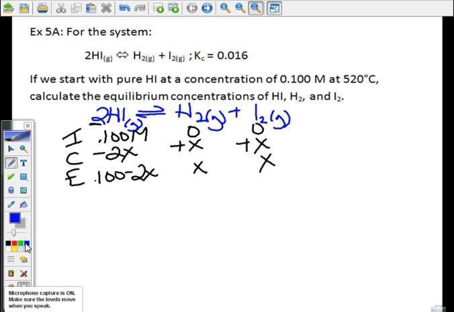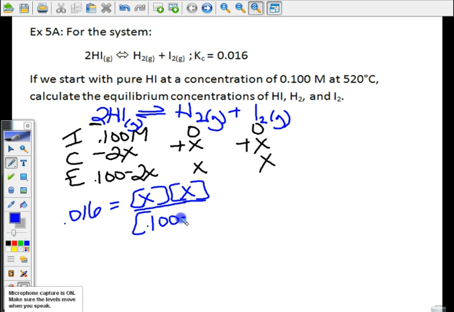So we know the equilibrium constant is 0.016. We're going to set it up, and I'm going to solve for x so I can go back and find the equilibrium concentrations of the HI, H2, and I2. So we're going to do 0.016 equals x times x over 0.1 minus 2x quantity squared. Wow, that looks fun. Yep. It is. How are you going to solve it?